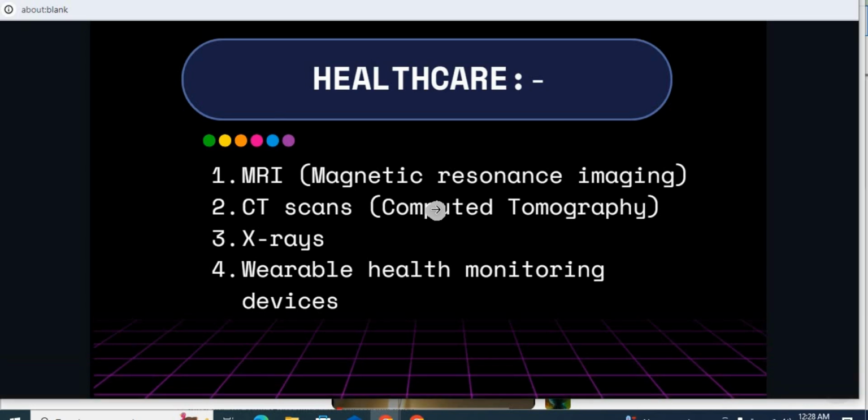We can see multiple kinds of electronic machines being used in medical and healthcare, like MRI, CT scan, X-ray, and wearable health monitoring devices. There are so many other devices which are being used and which are helping to work efficiently.